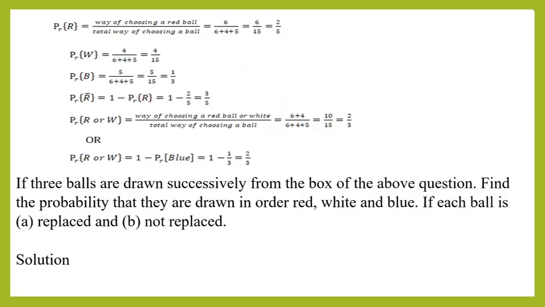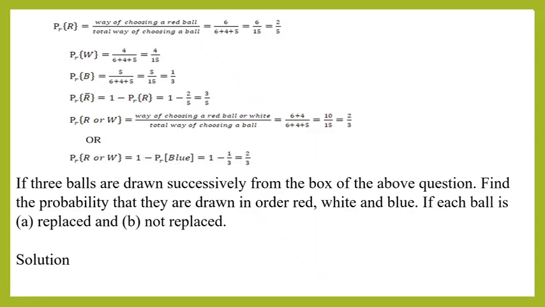Probability that the ball drawn is red: the ways of choosing a red ball over the total ways of choosing a ball. So the ways of choosing a red ball is 6, over the total ways of choosing a ball, 6 plus 4 plus 5, which is 6 over 15. That will give us 2 over 5.